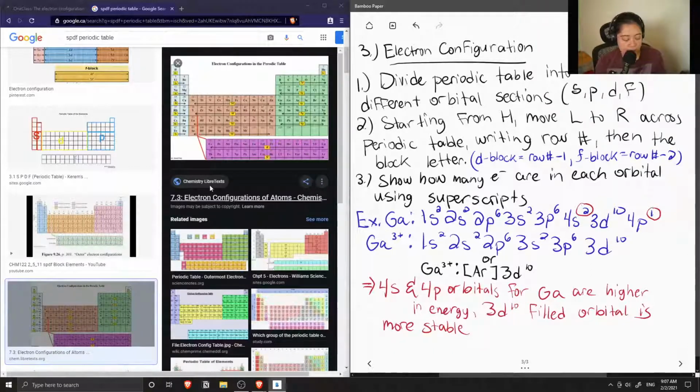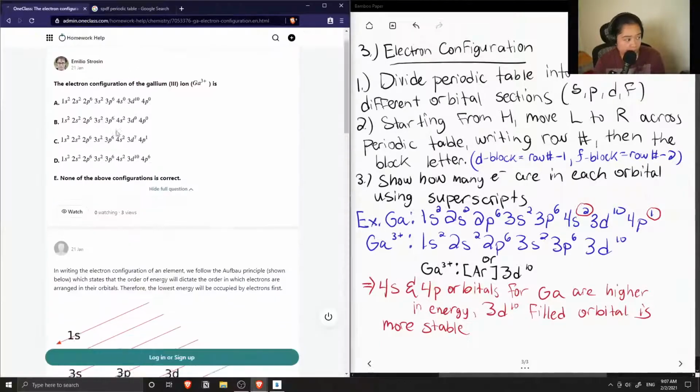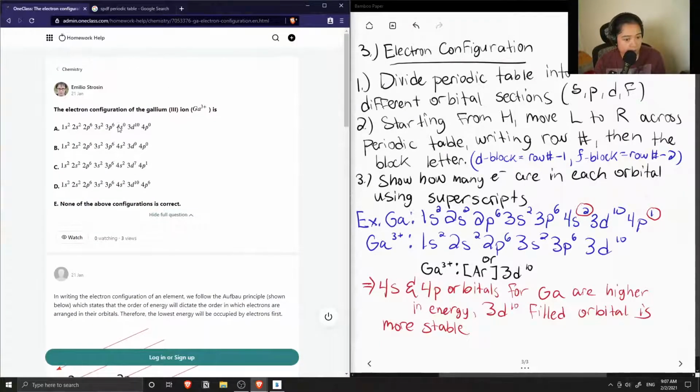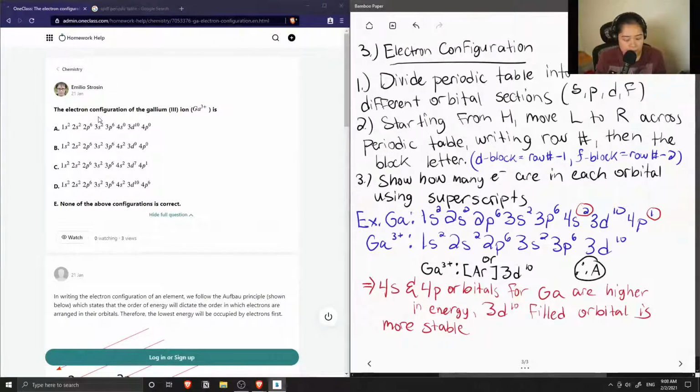Okay, so let's see what the junior tutor said. I guess our option here would be option A. And they also showed that the 4s orbital and 4p orbital have 0 electrons, and it ends in just 3d10. So option A would be correct.